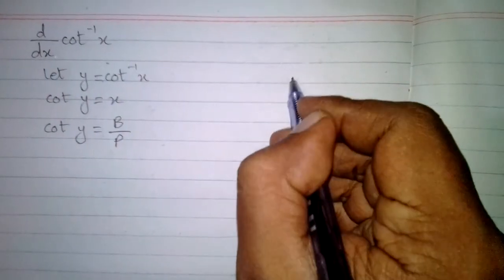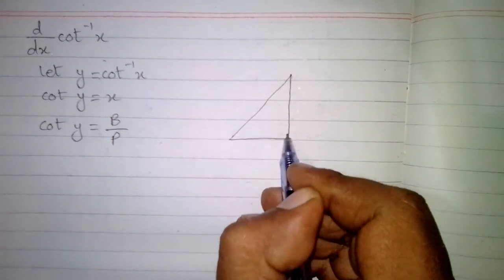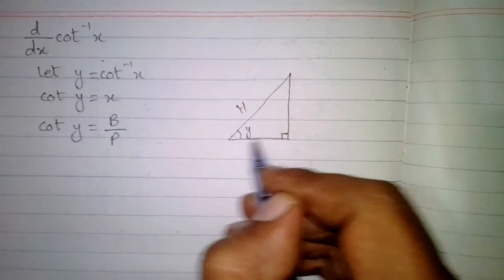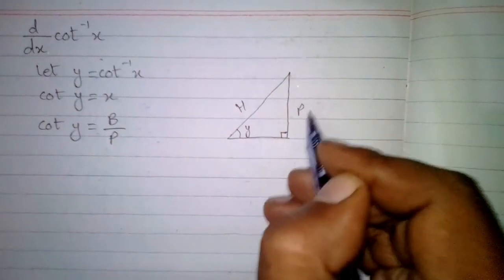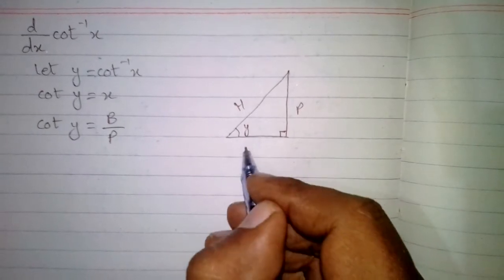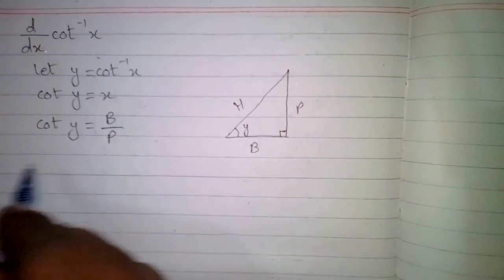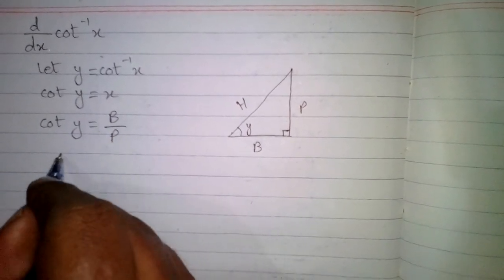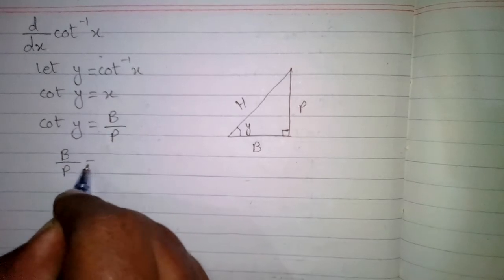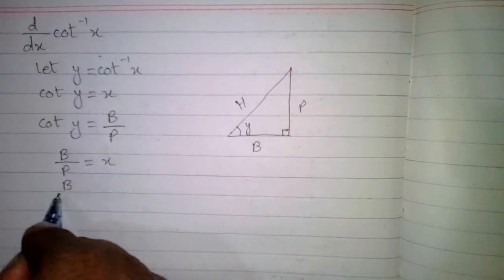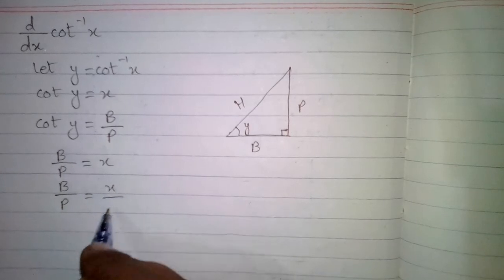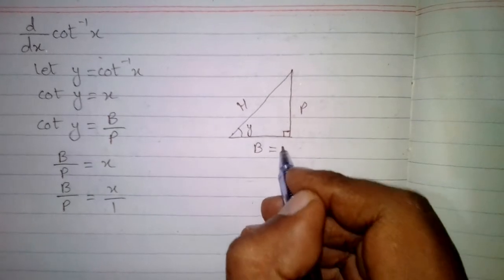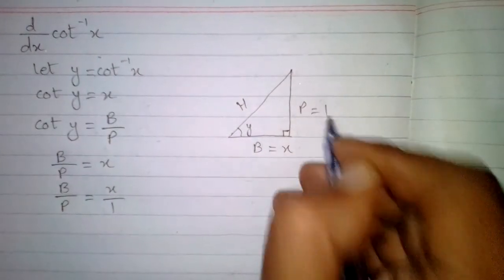So we can draw a right angle triangle. The side opposite to 90 degrees is the hypotenuse, and this angle is y, and the side opposite to y is perpendicular, and the side adjacent to y is base. So here we can see that cot y is equal to x and cot y is equal to base upon perpendicular. So we can write base upon perpendicular is equal to x, or we can write base upon perpendicular is equal to x upon 1. So we can suppose that base is equal to x and perpendicular is equal to 1.